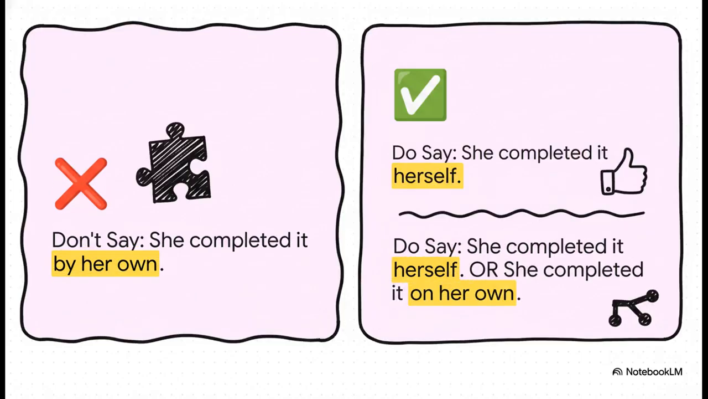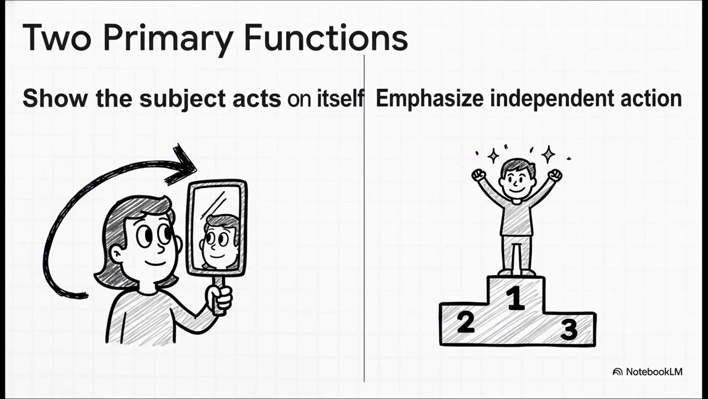And here's that other one again, "by her own." In English, that's kind of like an incomplete thought. The correct mirror word is "herself." But what's really cool here is that you actually have options. "She completed it herself" is perfect. Or you could say, "she completed it on her own," which also works and means she did it without any help.